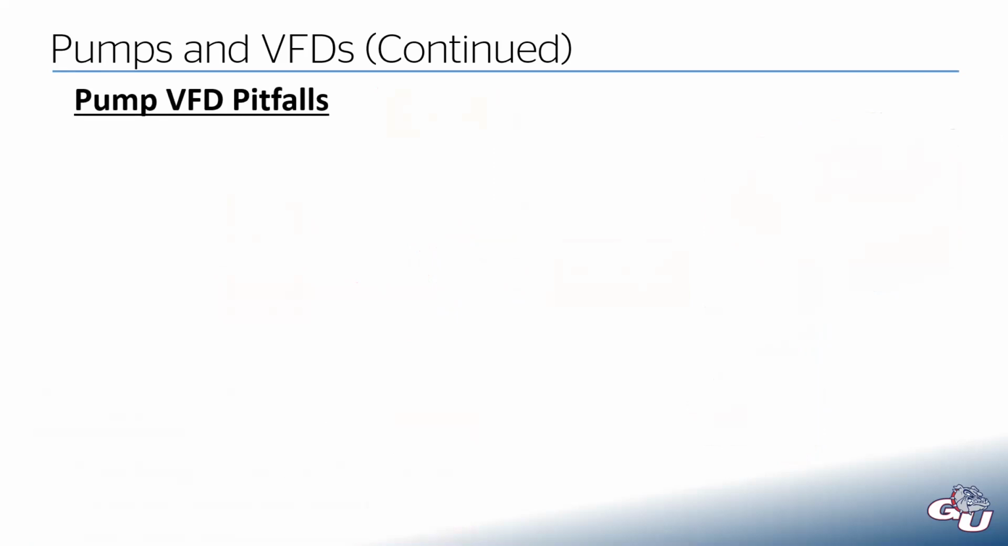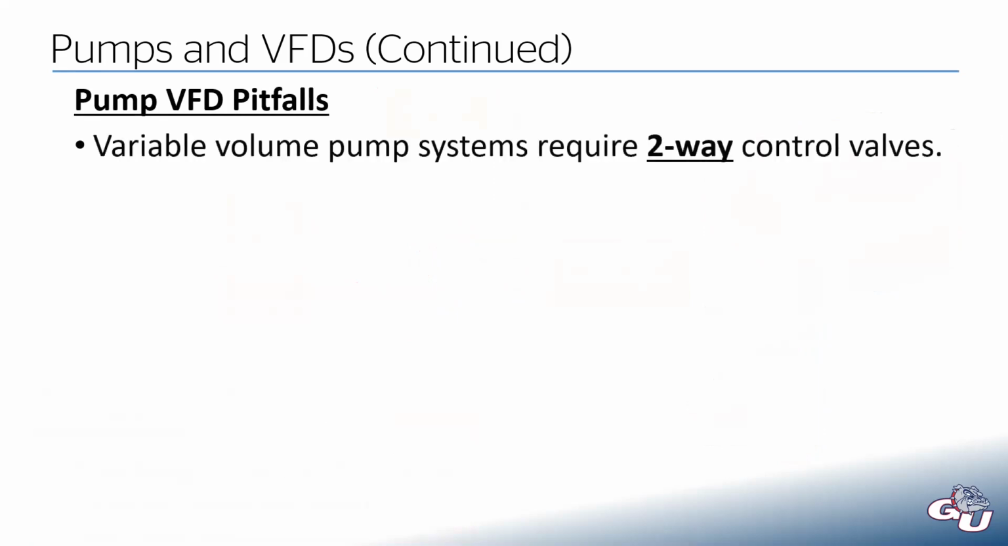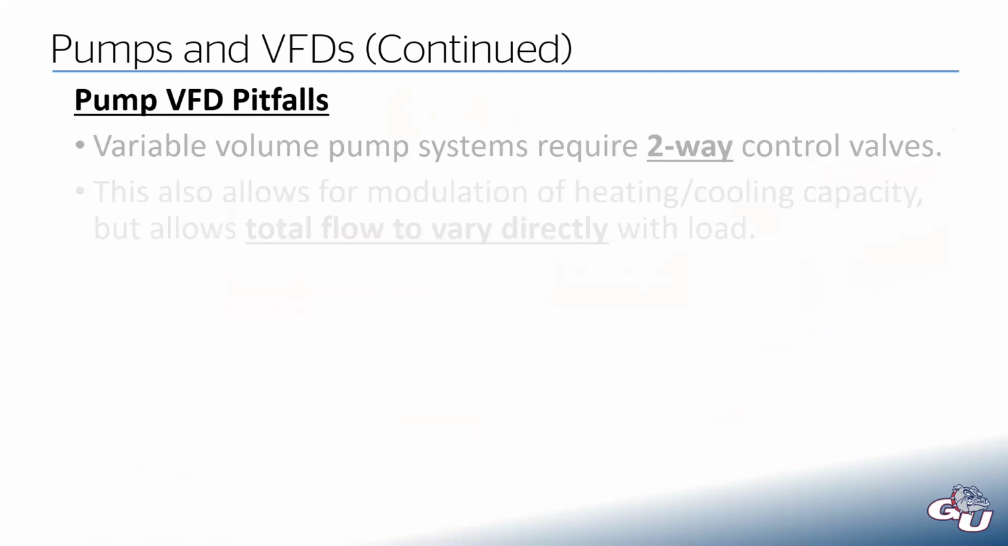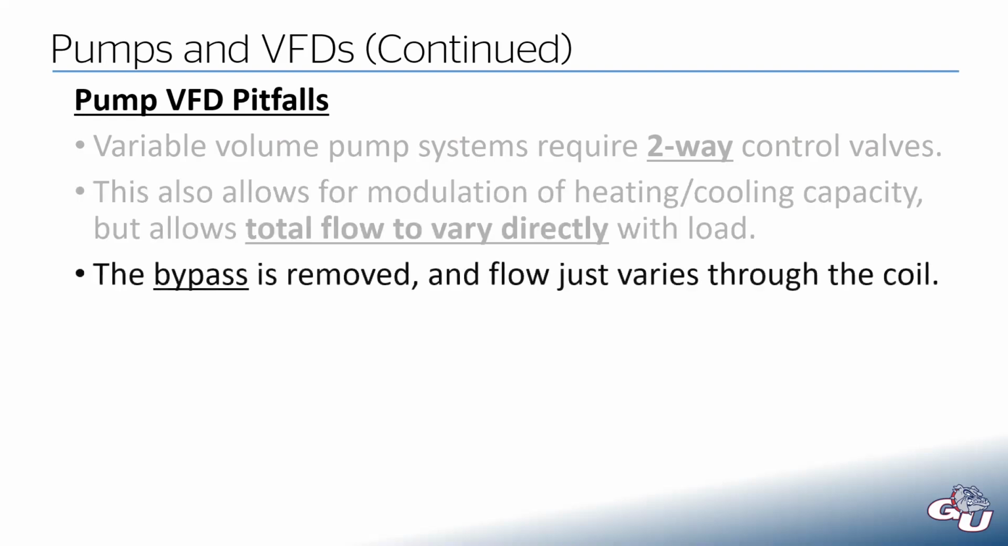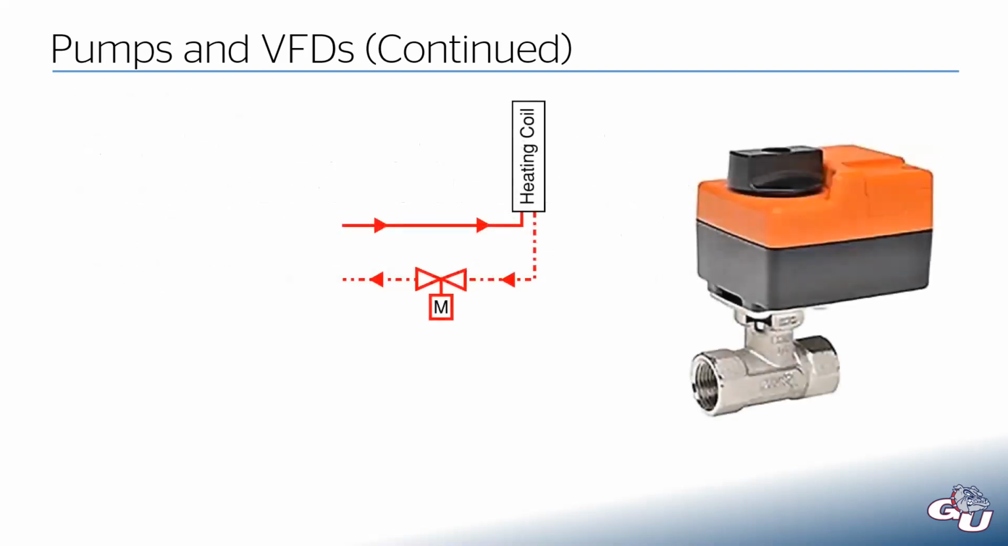So that's three-way control valves. Now let's talk about two-way control valves. Two-way control valves are what are used in variable volume pump systems. Two-way control valves, they also allow for that modulation of our heating or our cooling capacity control. But the difference is these valves allow the total flow to vary directly with the load. The way they do this, they take out that bypass leg. And now we're just going to vary the flow through the coil, and that's it. So what does that look like?